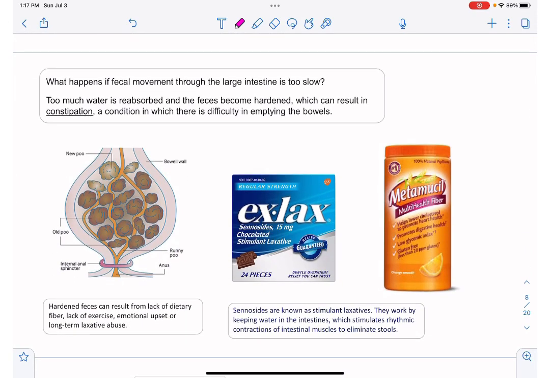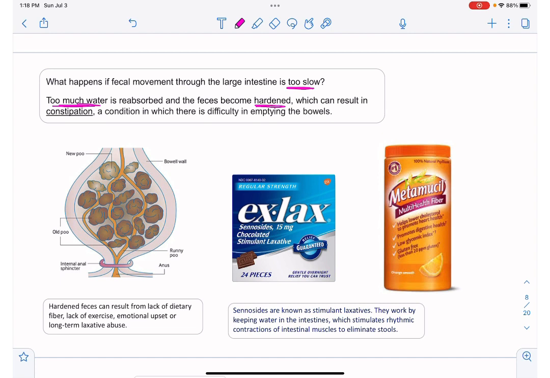What if the opposite occurs? What if movement through the large intestine is too slow? So material is spending too much time in the large intestine. Well, if that's the case, then you're going to get too much water reabsorption, and the feces is going to become hardened. And this can result in a condition called constipation, where there's difficulty emptying the bowels.